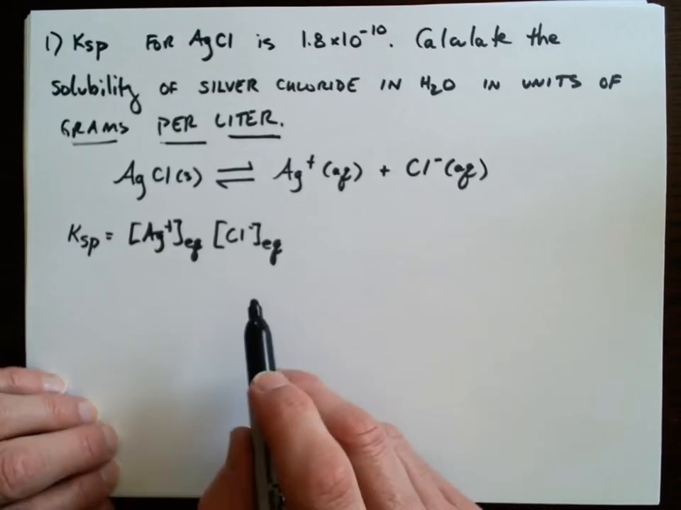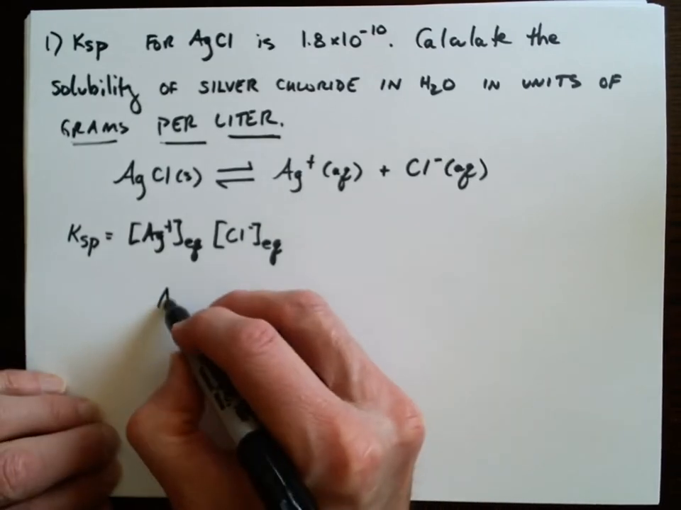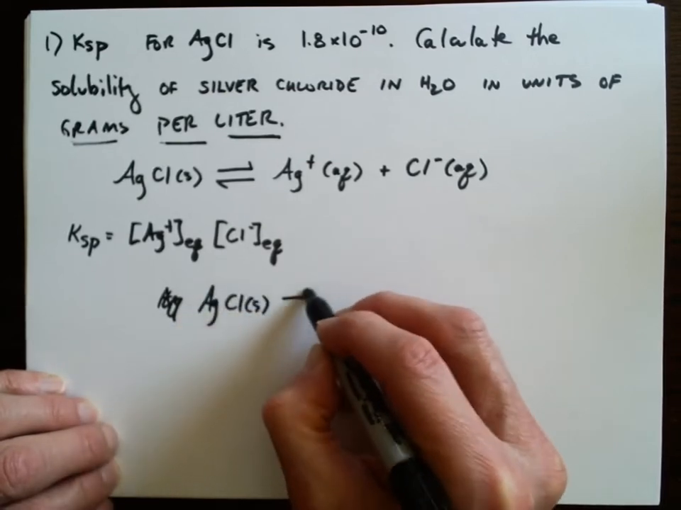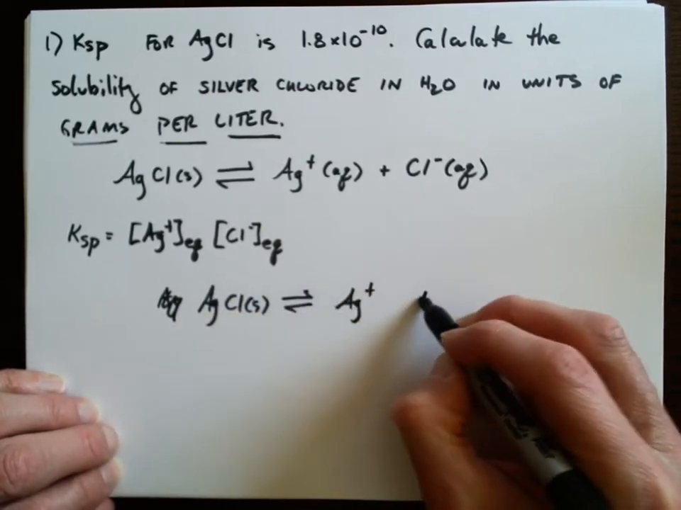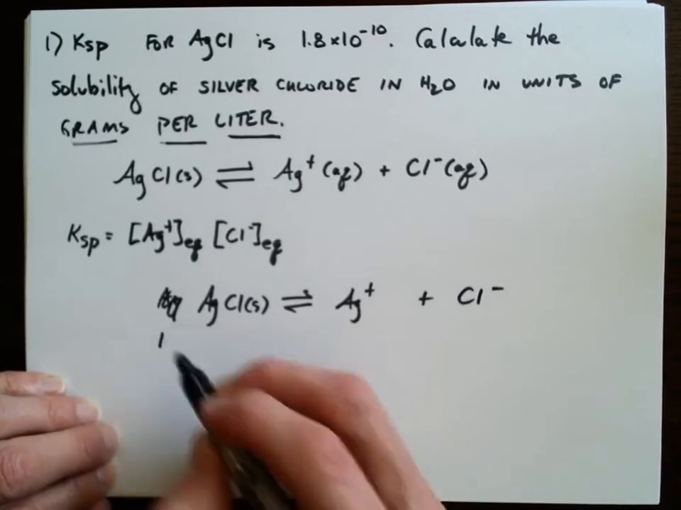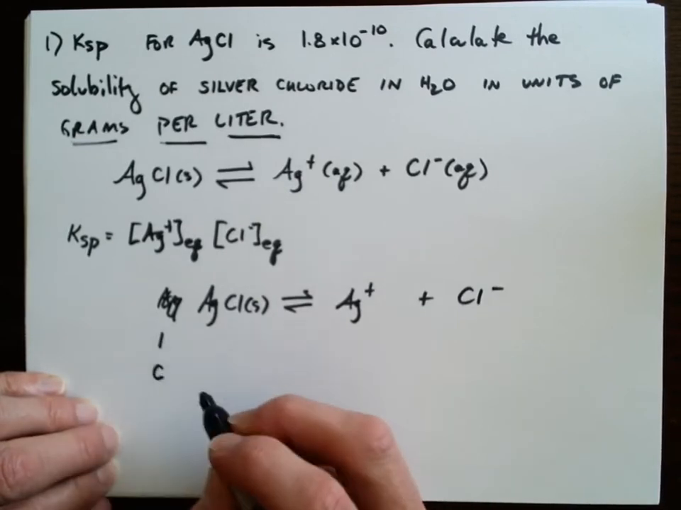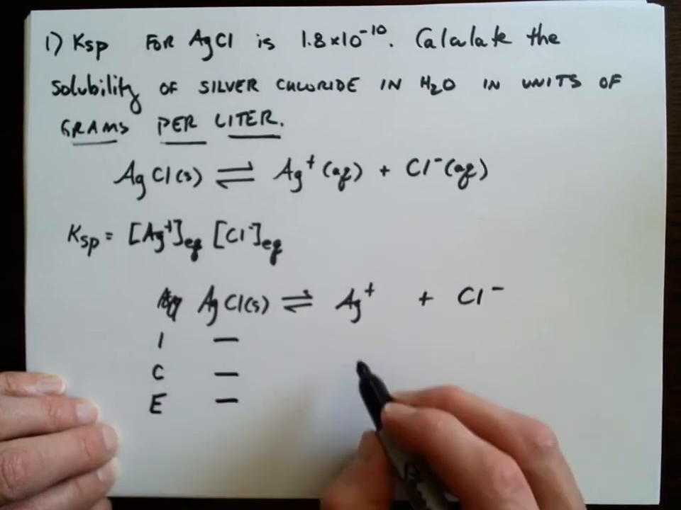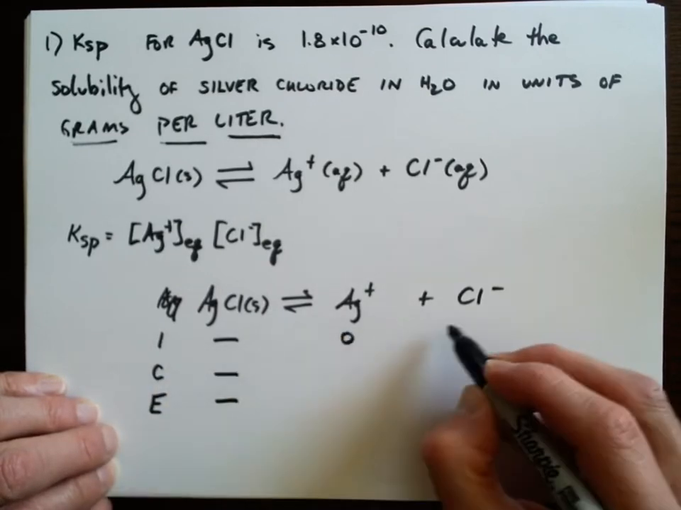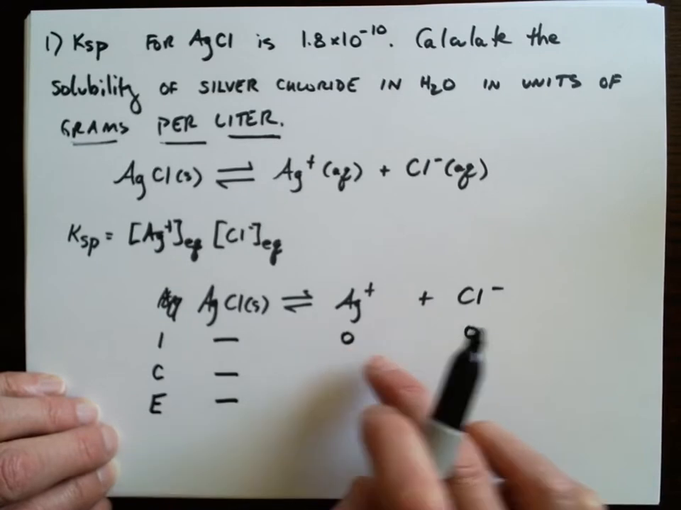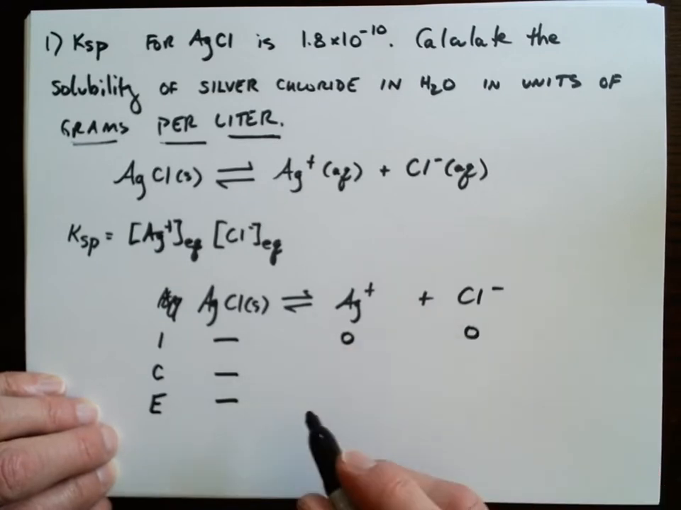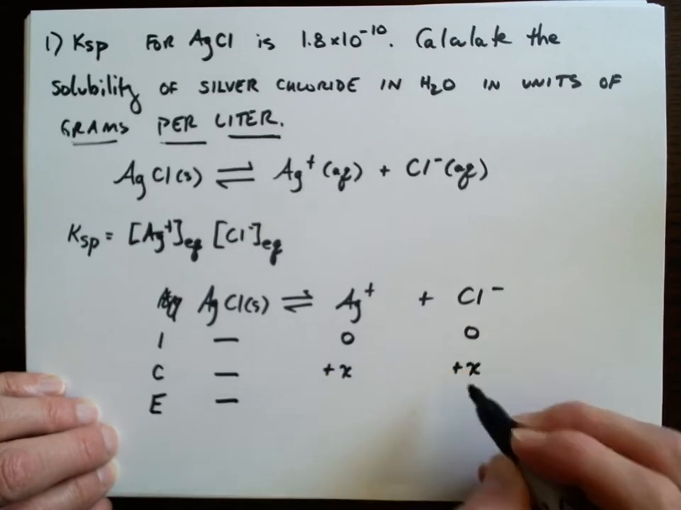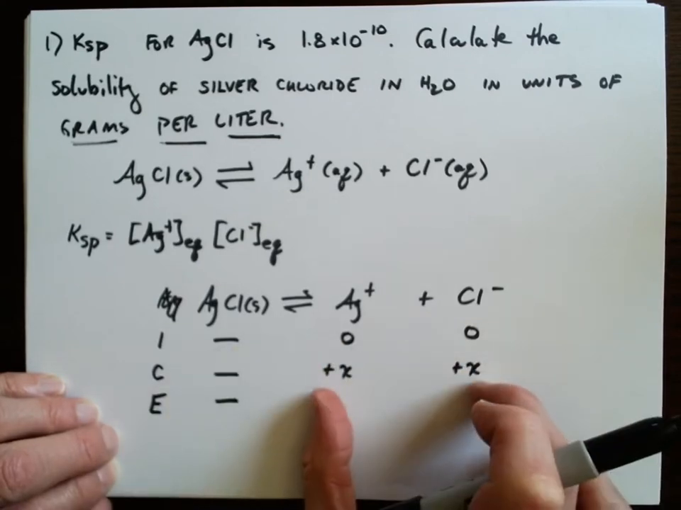Okay, so how are we going to do this? Well, like we do any other equilibrium problem, I've got silver chloride going to silver ion and chloride ion. We assume some initial condition. There's going to be a change that happens that brings us to equilibrium. We're not going to worry about the solid. We're going to assume we start with no silver dissolved and no chloride dissolved. We of course know that we're going to gain a certain amount to get us to equilibrium. We'll call that value x, and from the stoichiometry we can see it's 1 to 1.